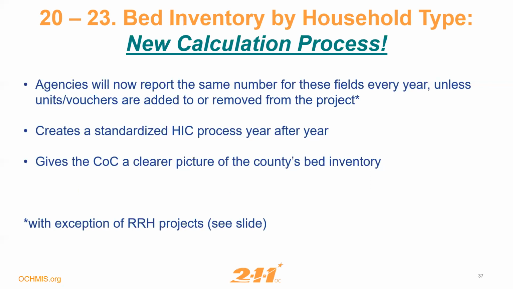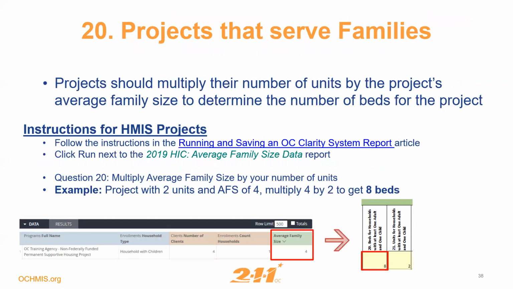So there is an exception, and the exception is rapid rehousing projects. So we're going to be going over the rapid rehousing process for reporting beds at the end of this section. But first we want to go over the way that you will be calculating beds and getting at the same number year after year. So for projects that serve families, projects will be multiplying their number of units by the project's average family size to determine the number of beds for the project.